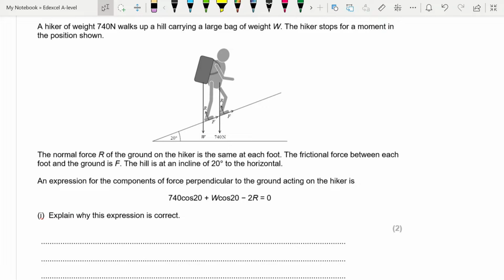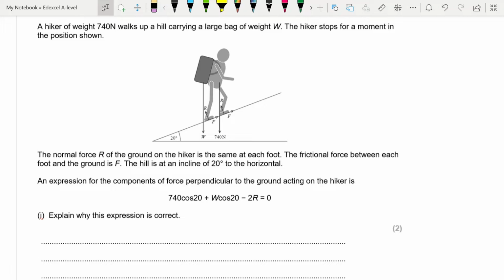We have a hiker of 740 newtons. He's carrying a bag that has a weight of W. And they want us to come up with an expression for the normal contact forces R, given here, acting on the hiker's feet. The hill is at an incline of 20 degrees to the vertical. Why is this expression correct?